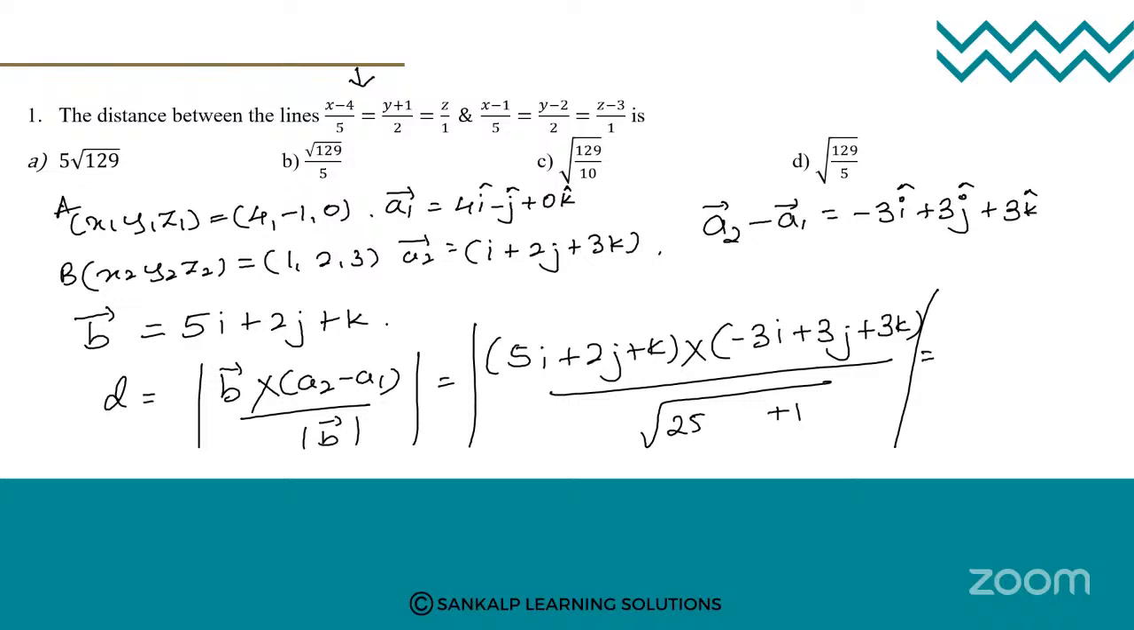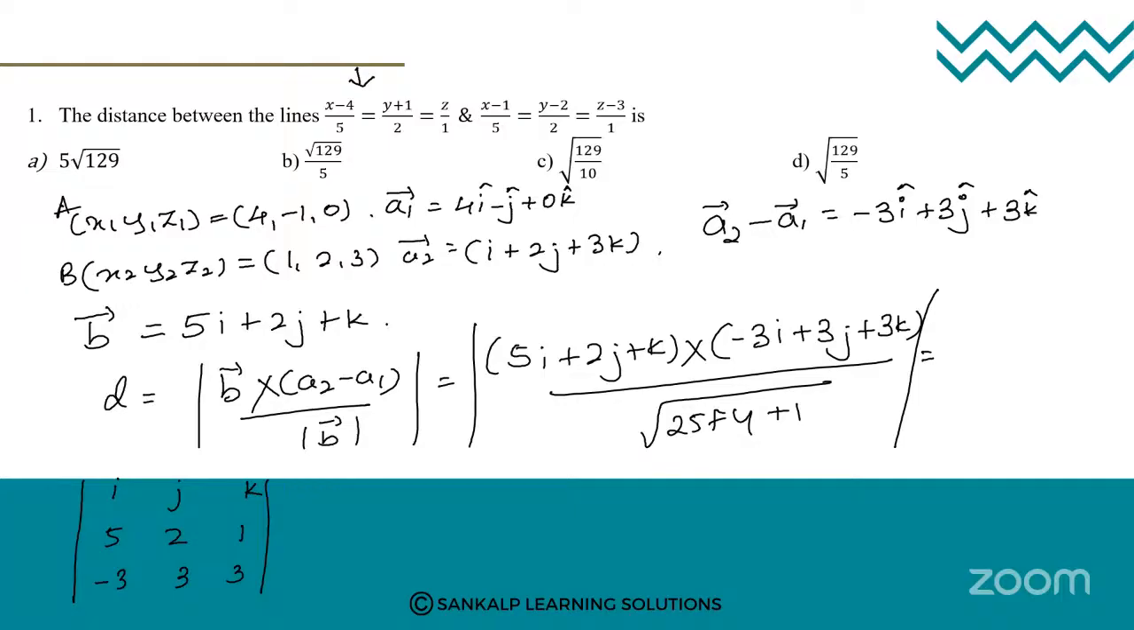This is root 30. Cross product, B cross A2 minus A1. So how do you find the cross product? The determinant of I, J, K, 5, 2, 1, and minus 3, 3, 3.